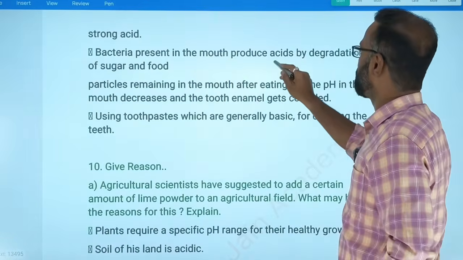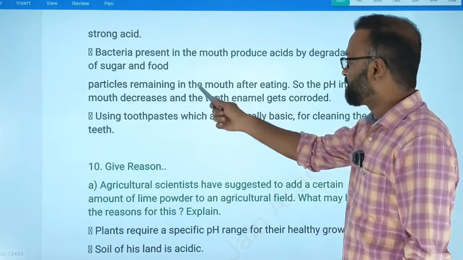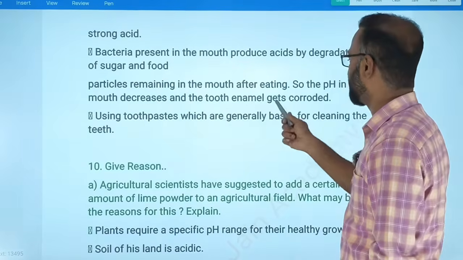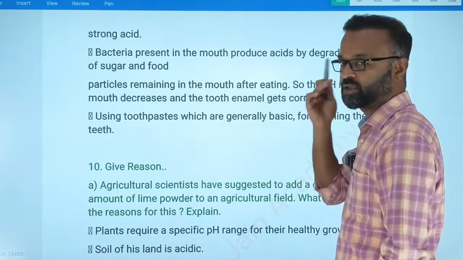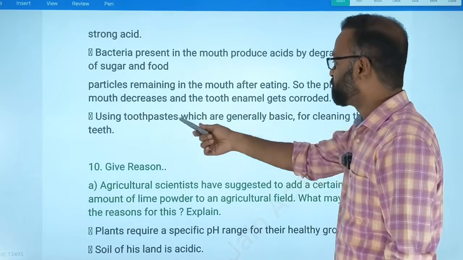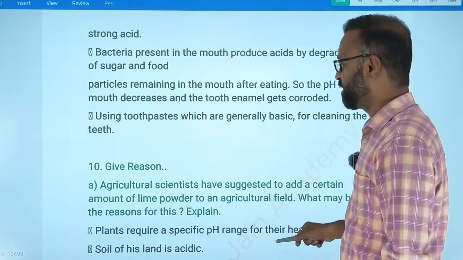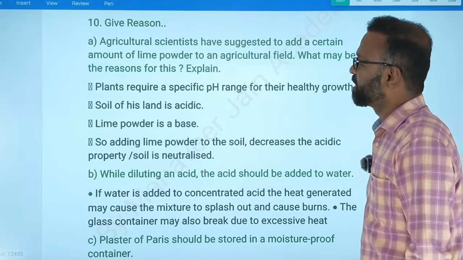Bacteria present in the mouth produce the acids by degradation of the sugar and the food particles remaining in the mouth after eating, so the pH in the mouth decreases and the tooth enamel gets corroded. It will damage the tooth enamel, which is the outermost covering of the tooth. So using toothpaste, which are generally basic, for cleaning the teeth, can prevent the tooth decay. Hope this is clear. Yes, the last question.